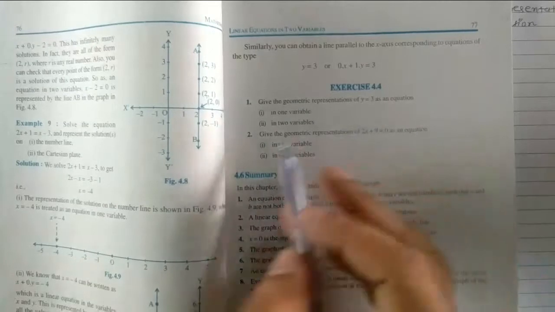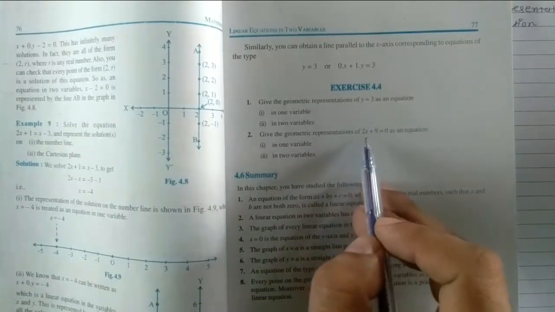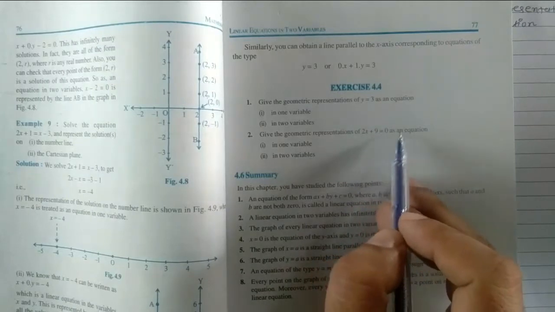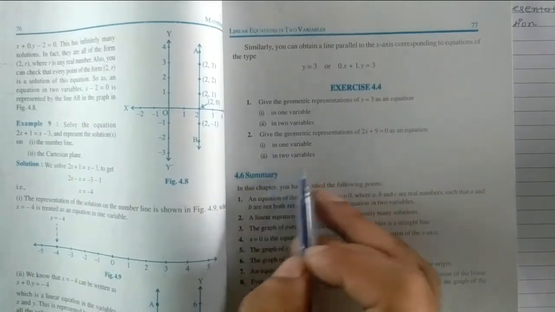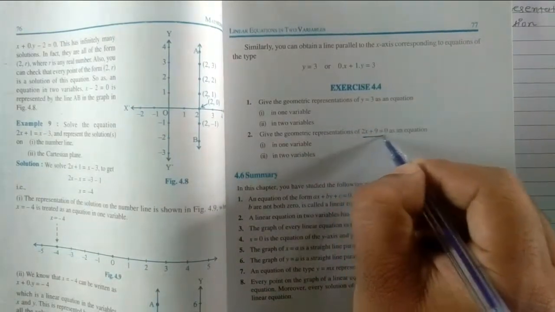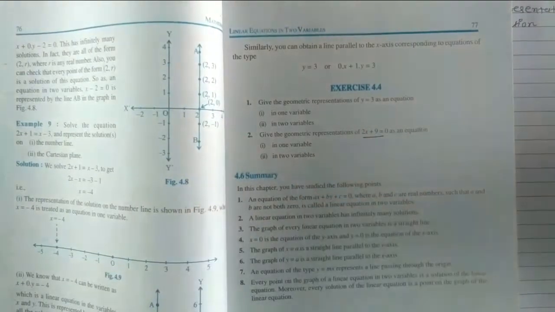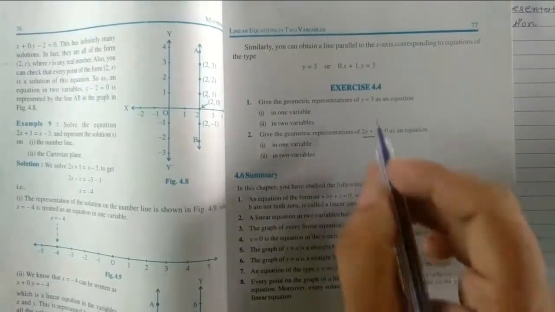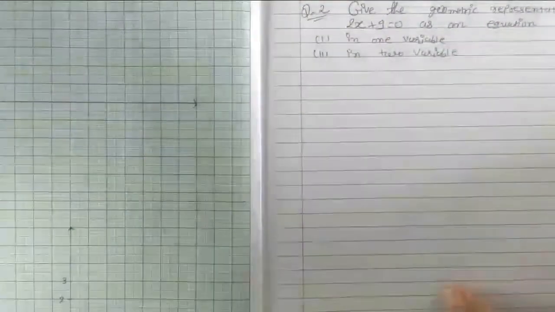Now let us see part 2. Give the geometric representation of 2x plus 9 equal to 0 as an equation in one variable and in two variables. So we need to represent this on our graph as one variable and two variables. First we need to solve this equation 2x plus 9 equal to 0.